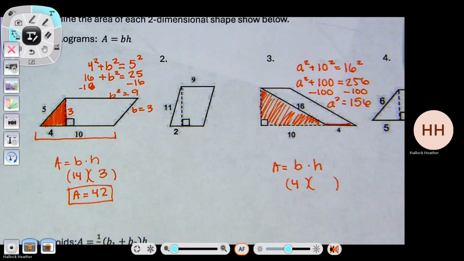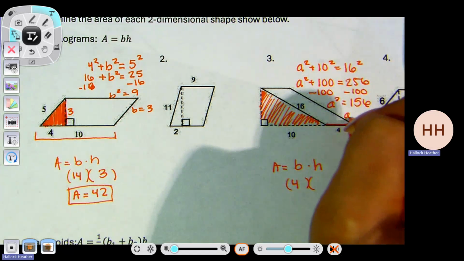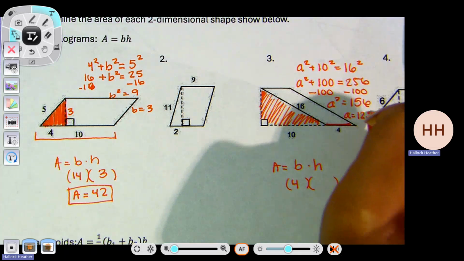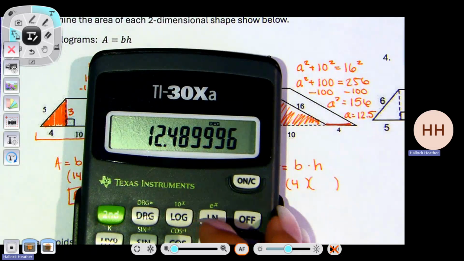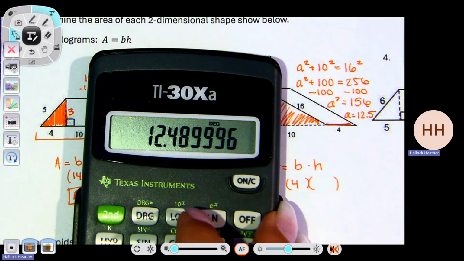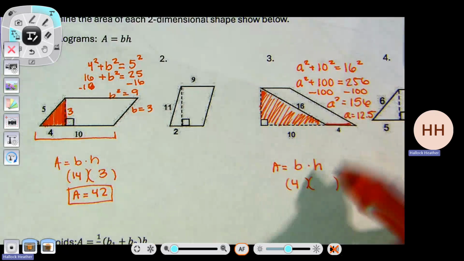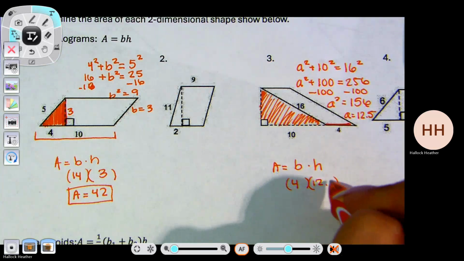Is it? Okay. No, that's not right. 12.5. So if you round wrong, it's going to be wrong, especially on the EOC. So 12.489, the 8 makes the 4 turn into a 5. So 12.5. So I'm going to take my height, I'm going to plug it in, 12.5.